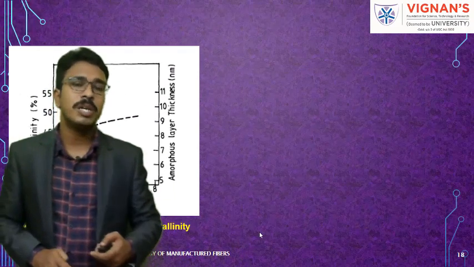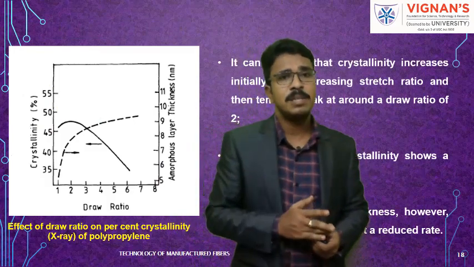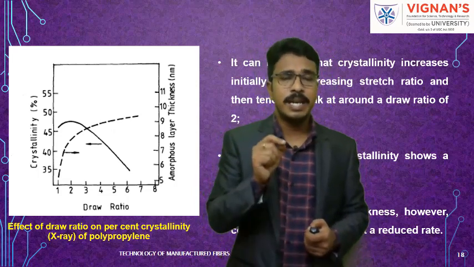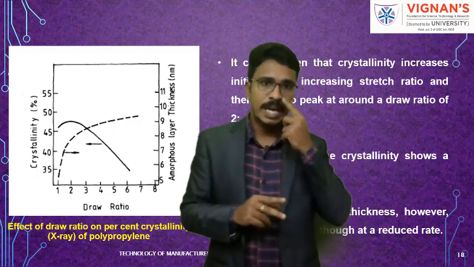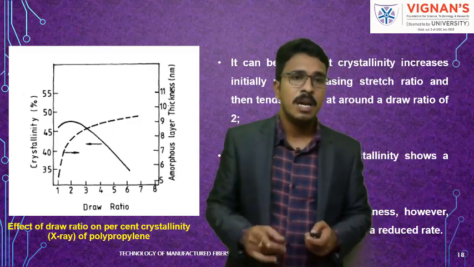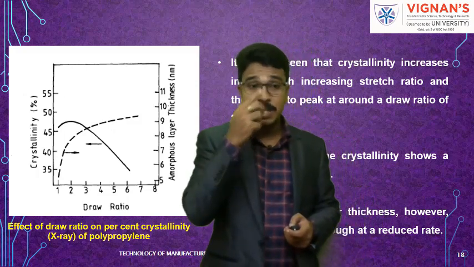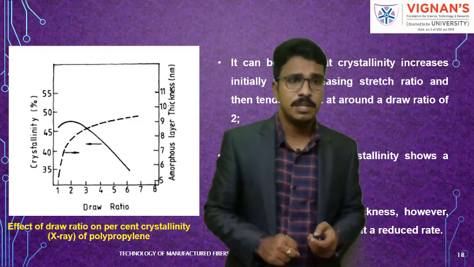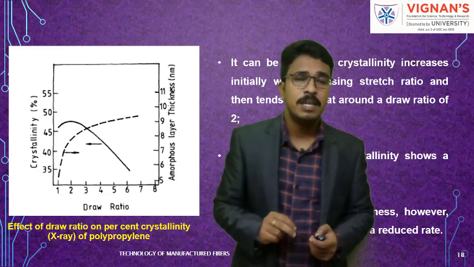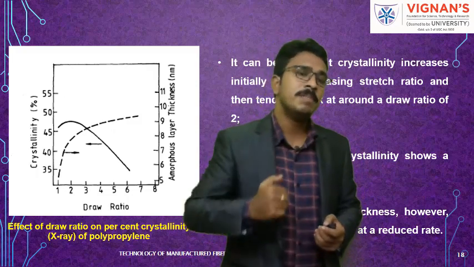Okay, now here also you can see how the draw ratio influences the crystalline percentage and the amorphous layer thickness. So here you can see the draw ratio on the x-axis, and here we have two y-axes. One is crystalline percentage and the second one is amorphous layer thickness. By looking at the arrow marks in the graph, first observe the arrow mark showing towards the crystallinity percentage, that is the dark line in the graph, which shows the effect of draw ratio on crystallinity percentage.